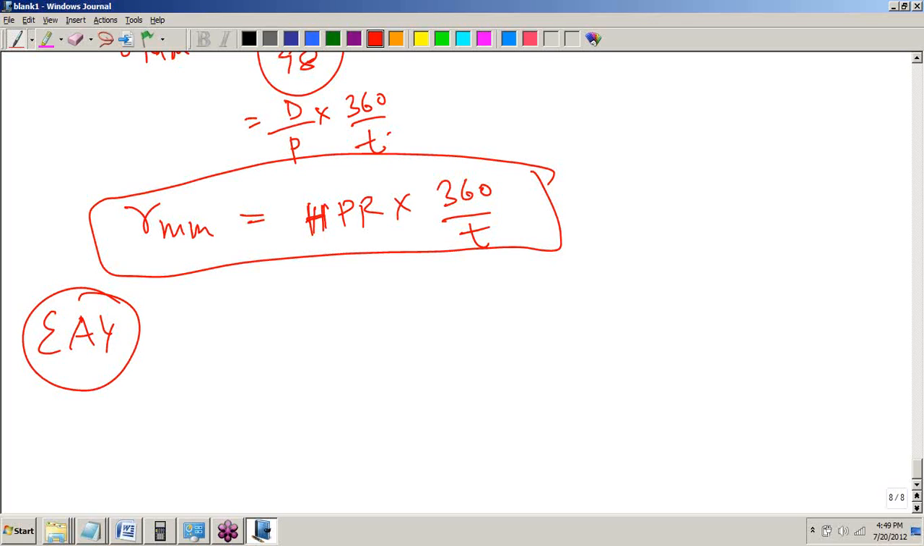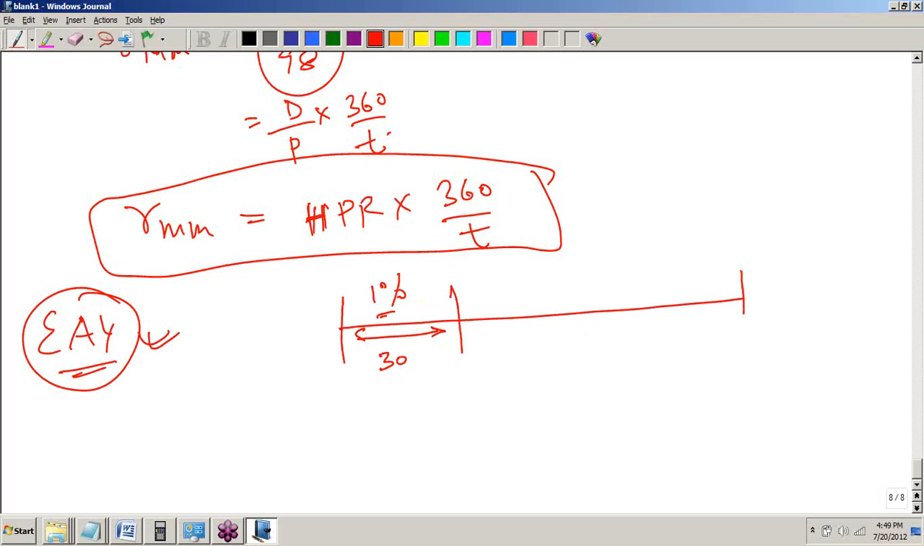Now you will find that we have already computed an effective annual yield earlier in the time value of money. That is the yield that you will be getting in the year. Now here, how do you find it out? So let's try to identify this. Suppose you are getting a 1% return in 30 days. How much will you get over an entire 365 days?